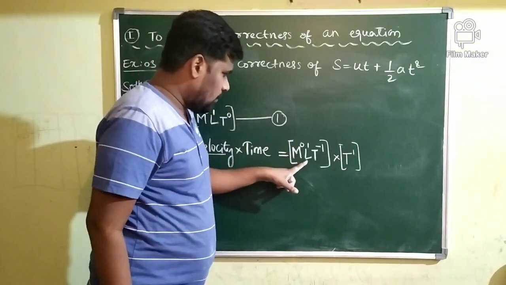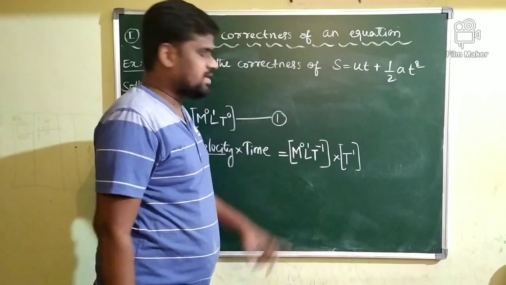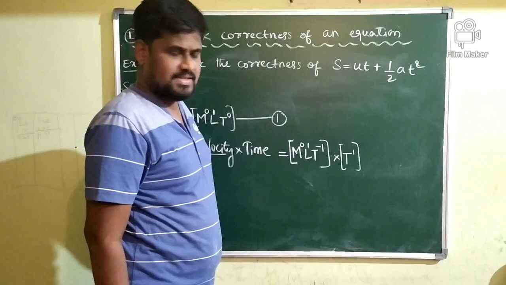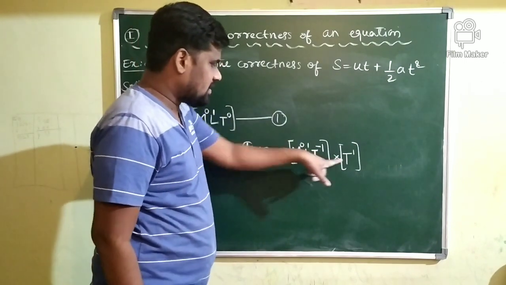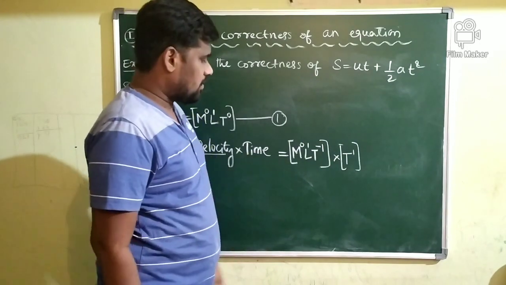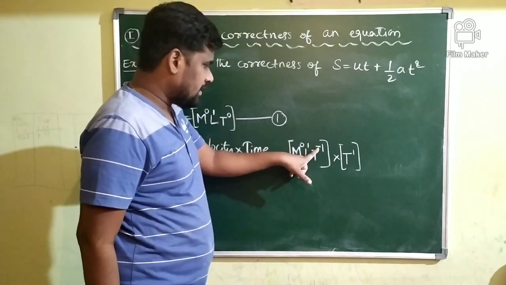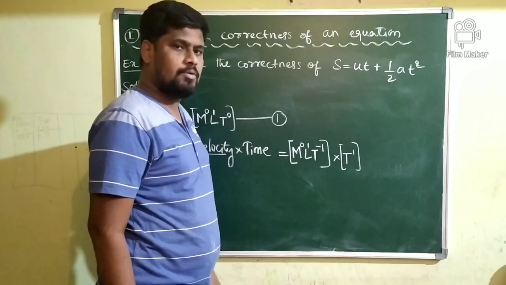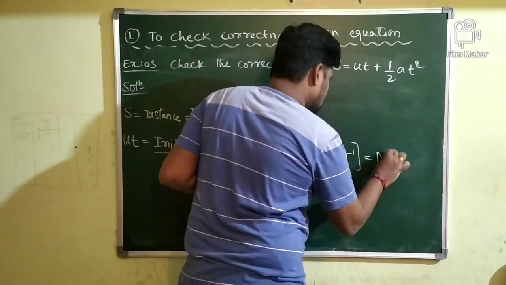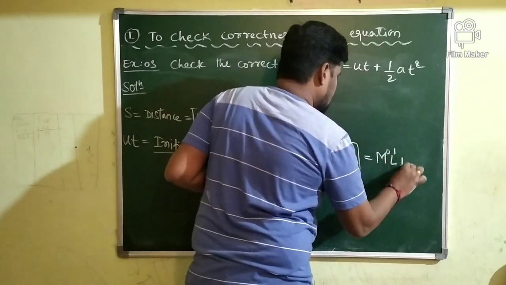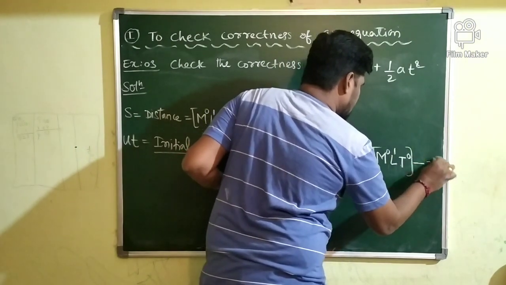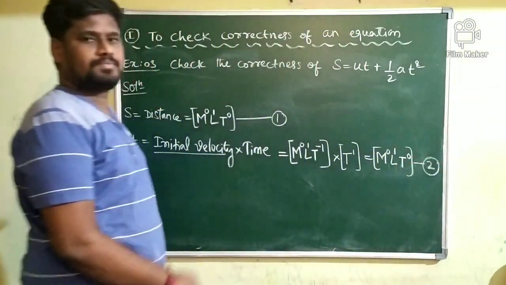M0 L1, here we have T power minus 1 multiplied by T power plus 1. As I said, if bases are the same, the powers should be added. Here T power minus 1, here T power plus 1. In total it will become T power 0. Therefore, what can I write? M0 L1 T power 0. This is the dimensional formula for the second term.